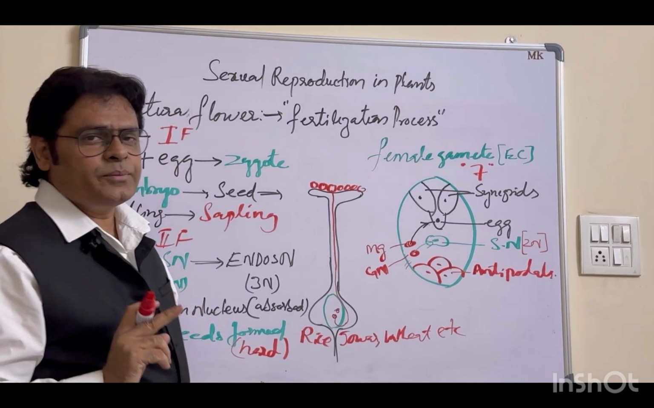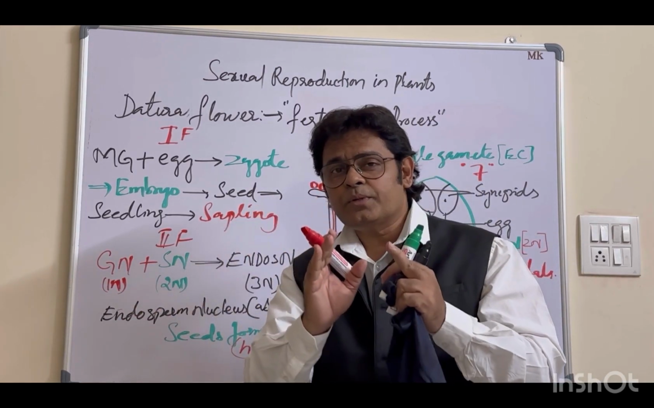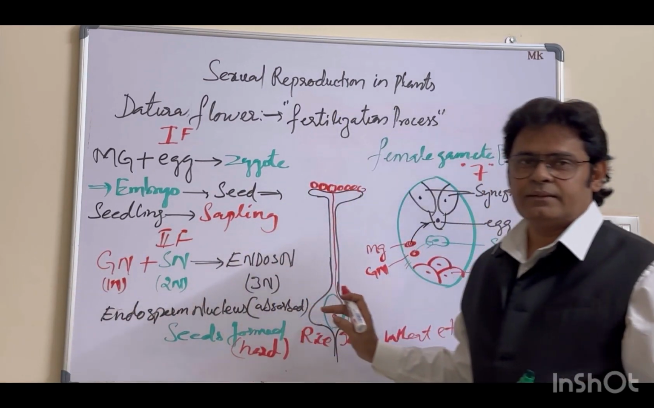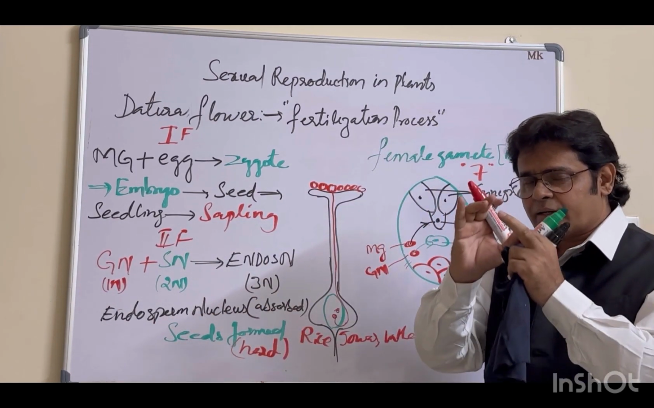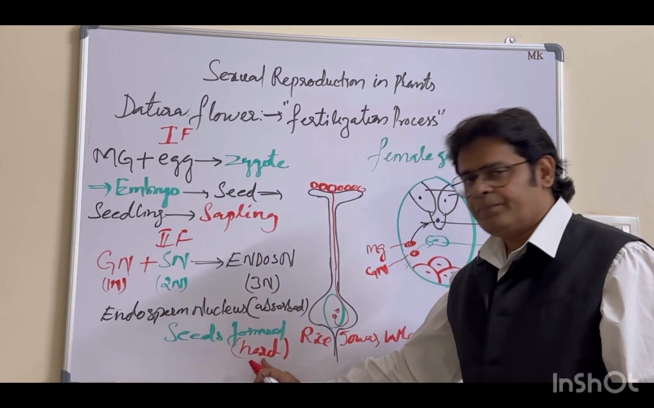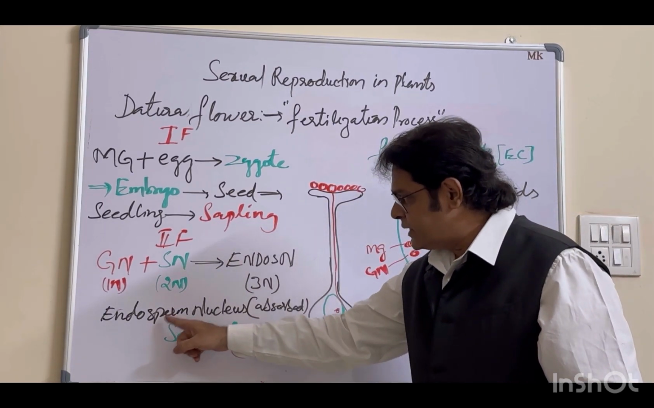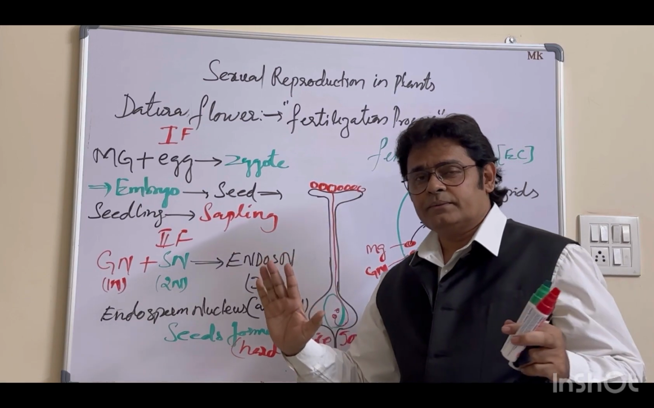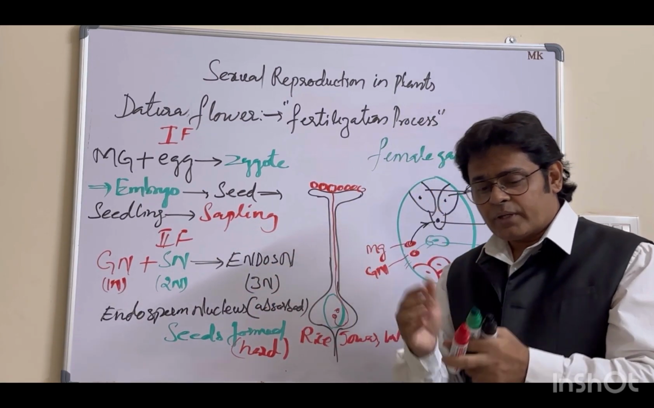When are the hard seeds formed here? When the endosperm nucleus is absorbed by the embryo sac. When the endosperm nucleus is absorbed by the ovary or embryo sac, this thing is formed. Hard seeds are formed. Suppose in the next condition the endosperm nucleus is not absorbed by the embryo sac or ovary, then what is formed here?